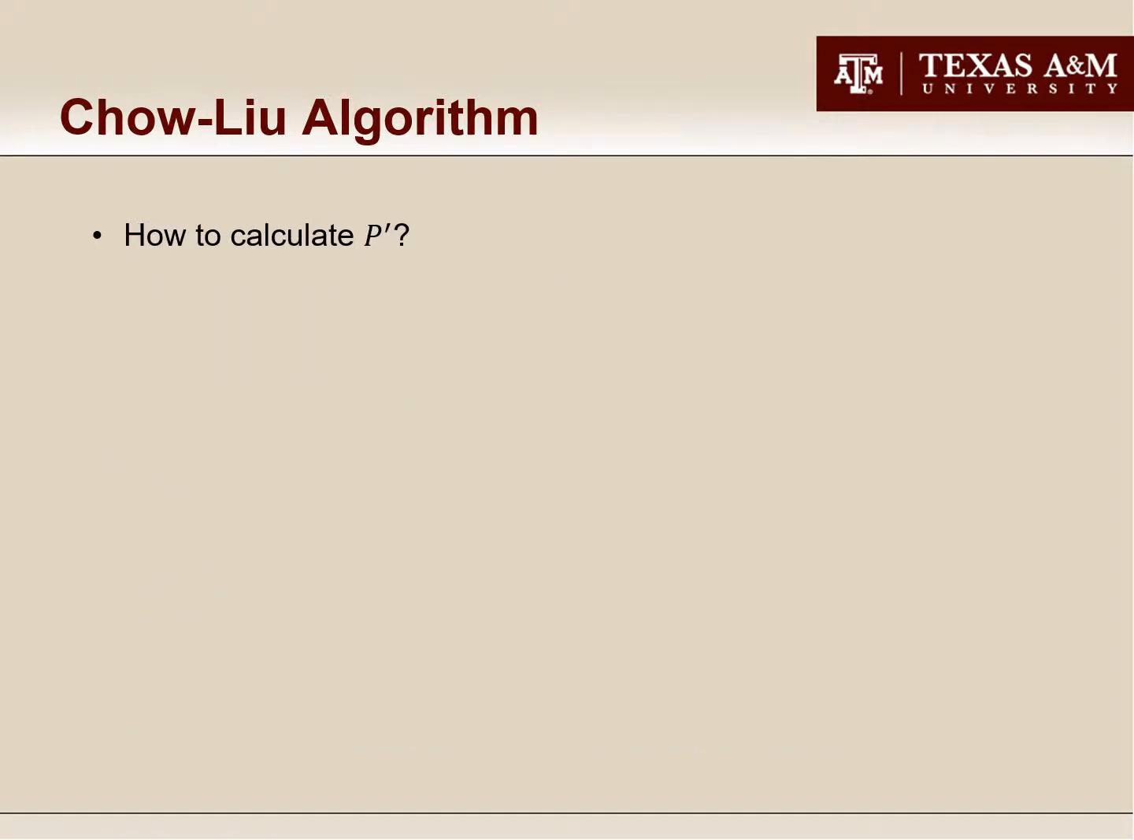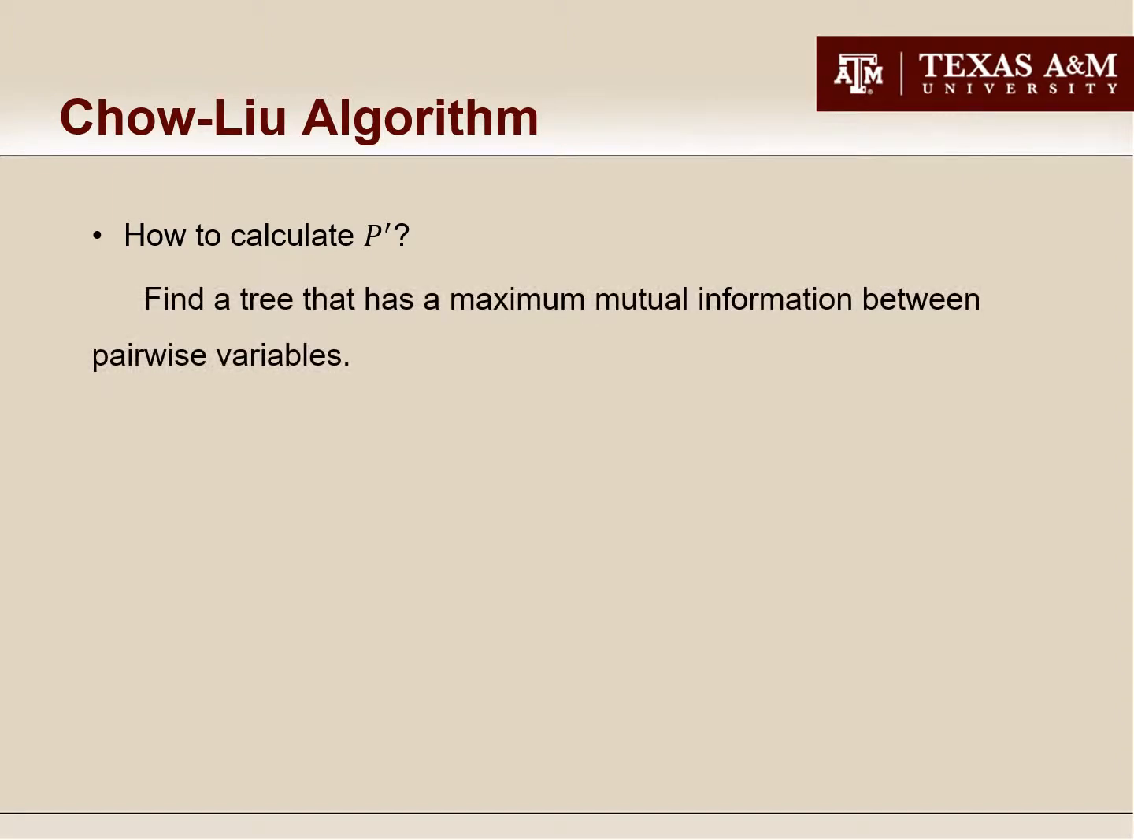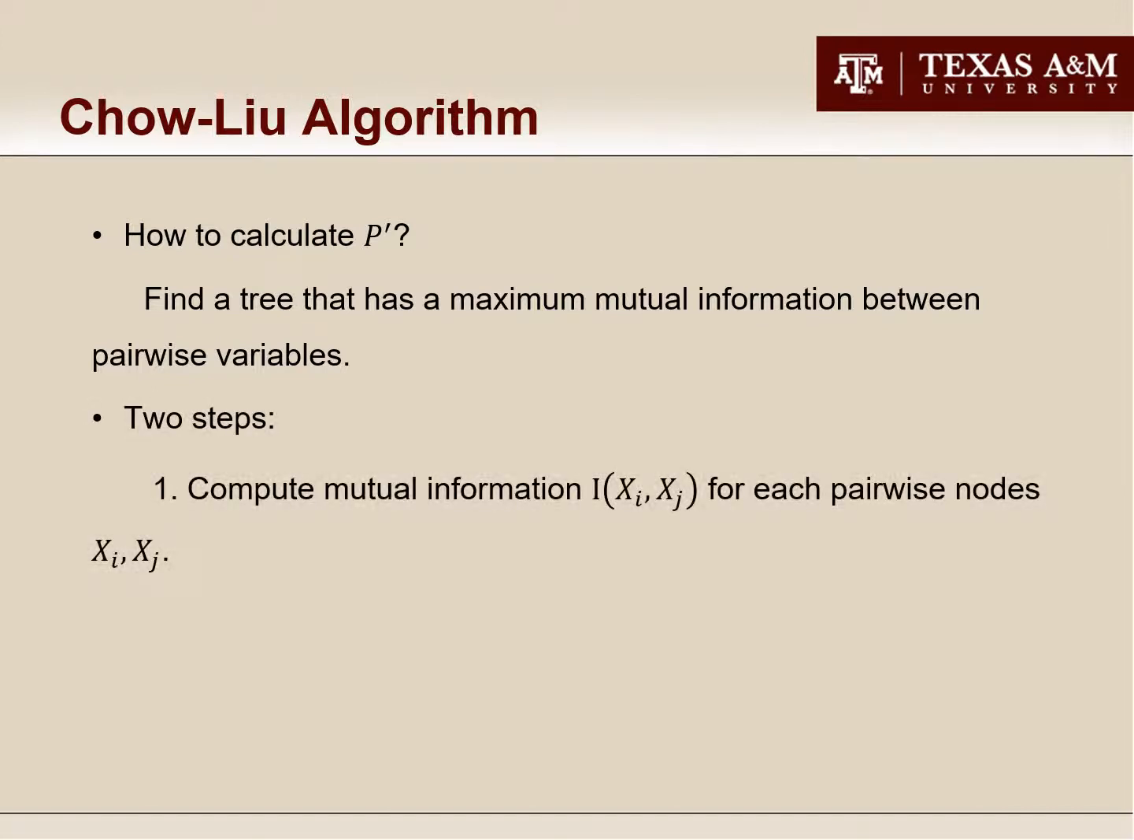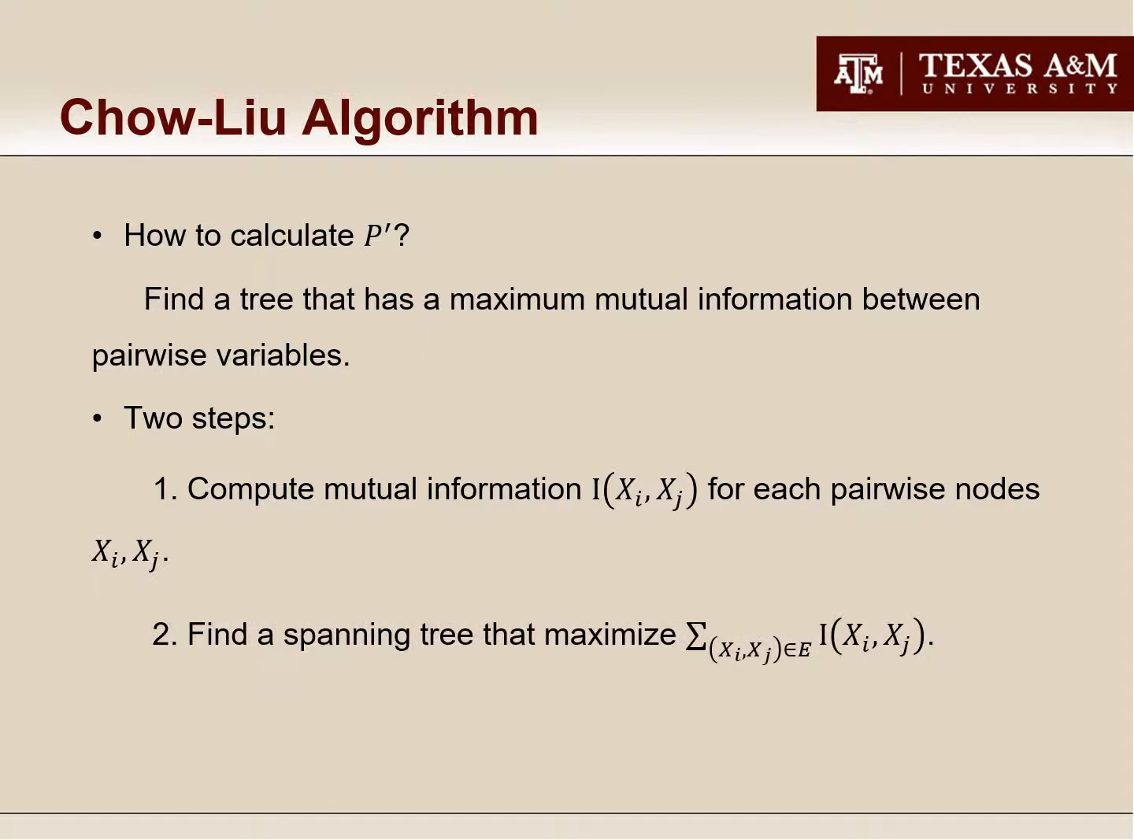And how can we calculate the approximation P prime? The Chow Liu algorithm tells us we can find a tree that has a maximum mutual information between pairwise variables. In fact, there are two steps. The first step is to compute the mutual information I(xi, xj) for each pair of nodes xi and xj, and then find a spanning tree that maximizes the sum of mutual information I(xi, xj), for which xi and xj are connected to each other in the tree structure.